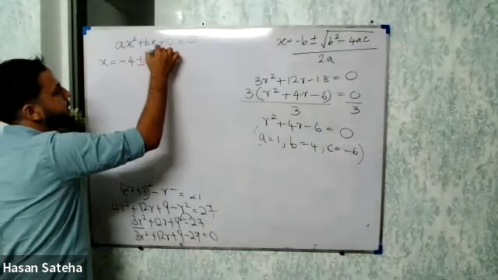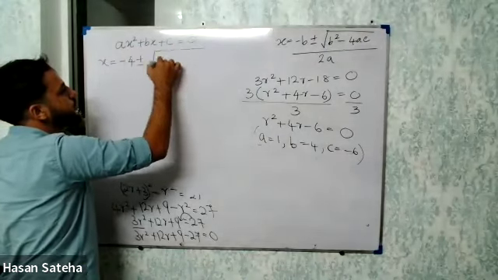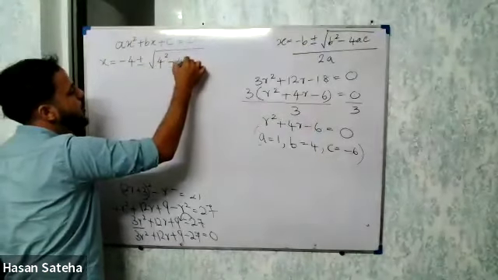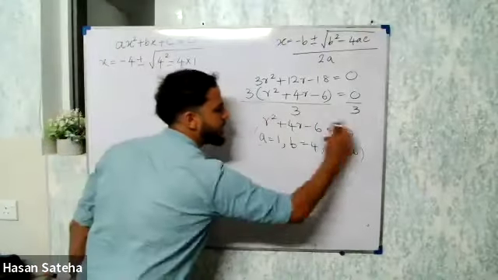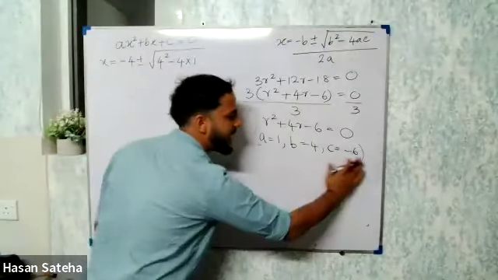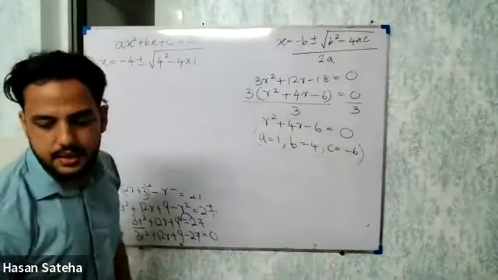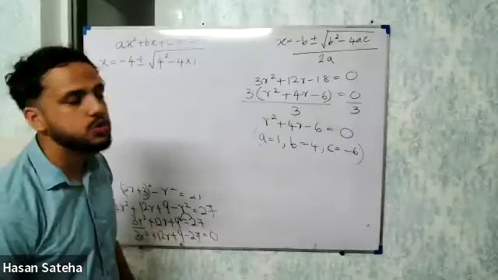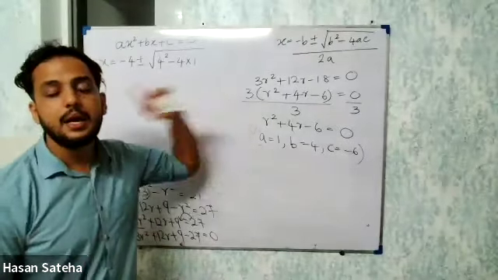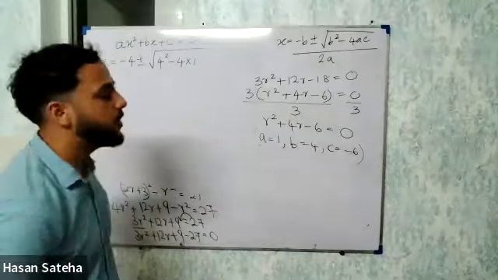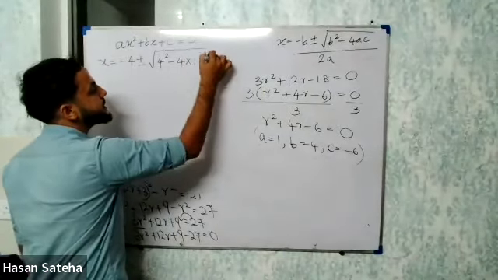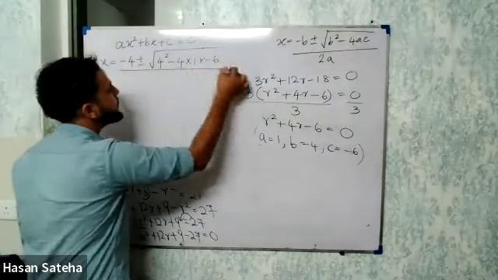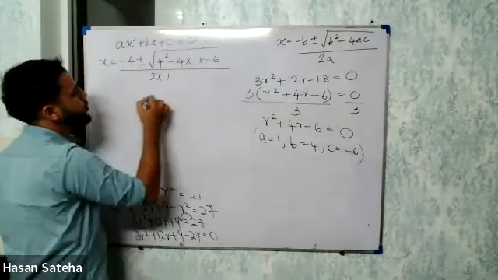Plus or minus square root b squared, so 4 squared minus 4 into a, which is 1. Always when you get your quadratic equation, in the bracket, write the values of a, b, and c. You won't be confused after that. You can always look at a, b, and c when you substitute into the formula. So then 4ac, c is equal to minus 6. Divide the whole thing by 2a, 2 into 1.